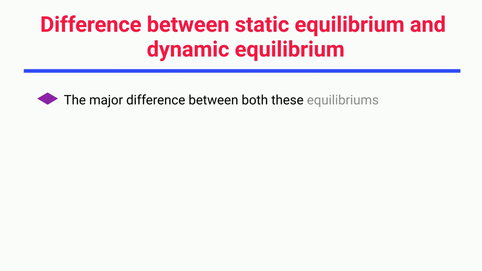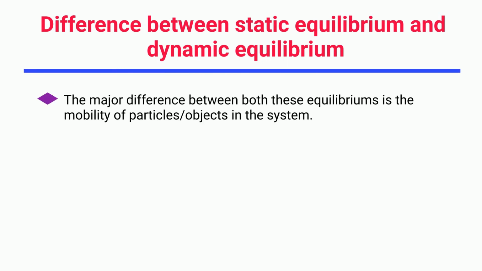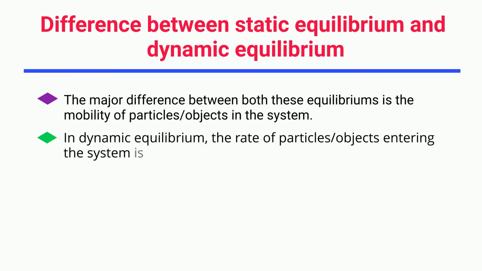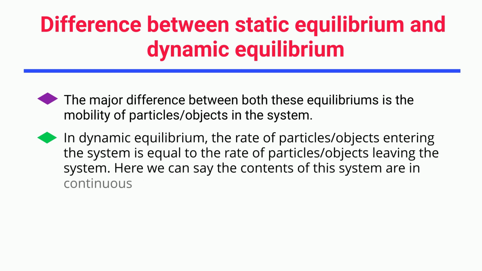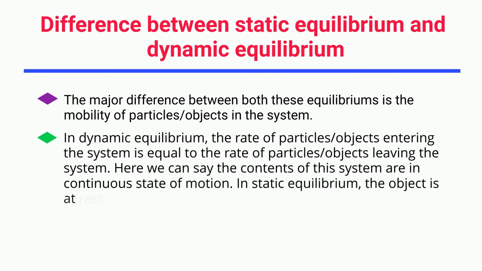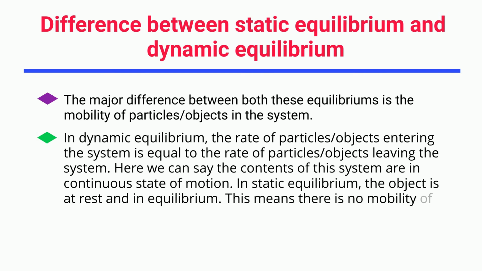The major difference between these two equilibriums is the mobility of particles or objects in the system. In dynamic equilibrium, the rate of particles or objects entering the system is equal to the rate of particles or objects leaving the system. Here we can say the contents of this system are in a continuous state of motion. In static equilibrium, the object is at rest and in equilibrium. This means there is no mobility of the contents in the system.